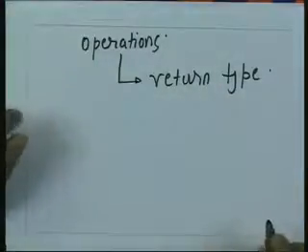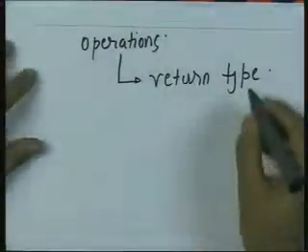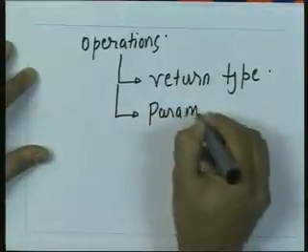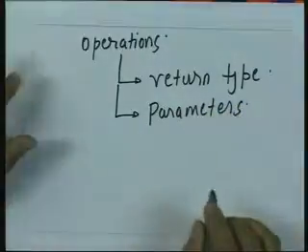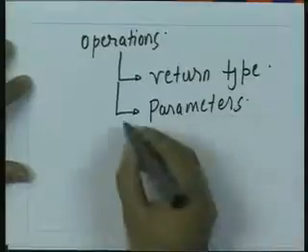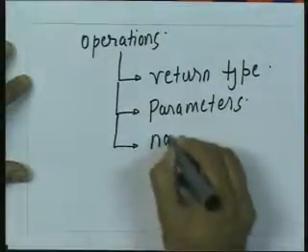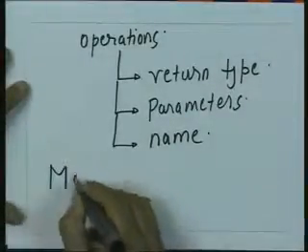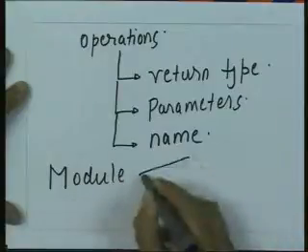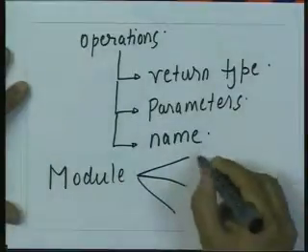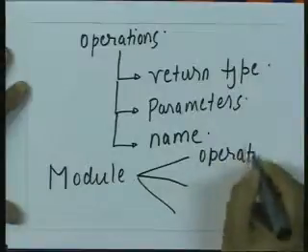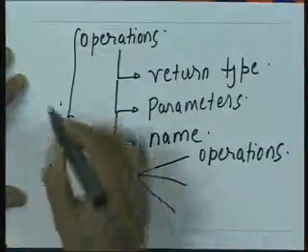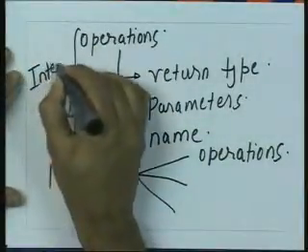In other words, what is the type of the output that can be expected of that operation, what are the different parameters that the operation takes, and of course what is the name, that is, how do I call the operation. So every module or subsystem within a software specification is made up of multiple such operations, and the sum of all the operation specifications that we wrote out is the interface specification.